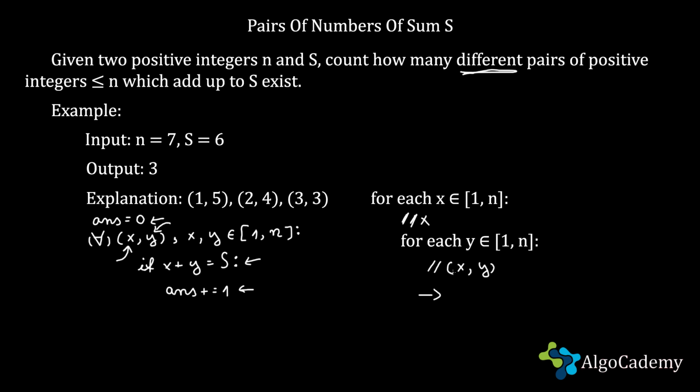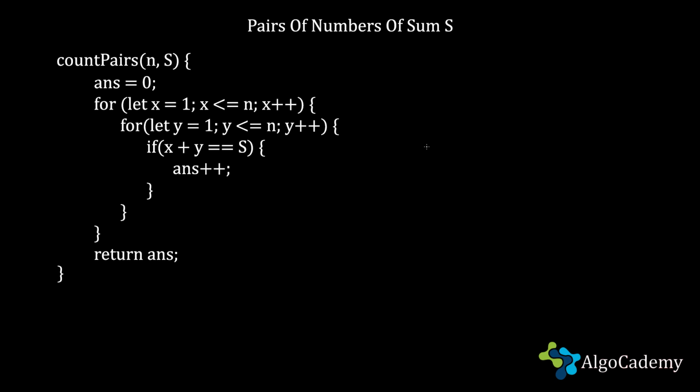So I'm going to check here if they add up to s, and if so, increment our answer. And this is how the whole pseudocode looks like. So for each value of x and also for each value of y, now that I know the pair xy, I can check if they add up together to s, and if so, increment my answer, which is initially 0, and of course in the end will be returned. Alright, this is how the code will look like in JavaScript.